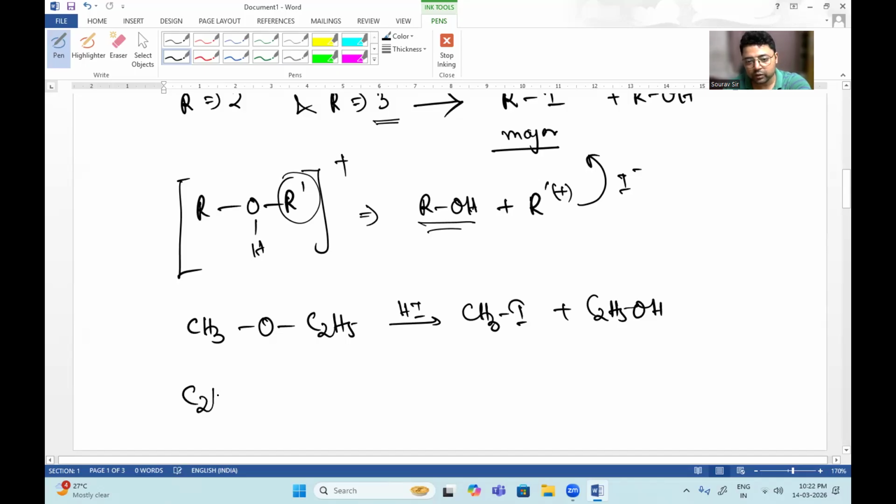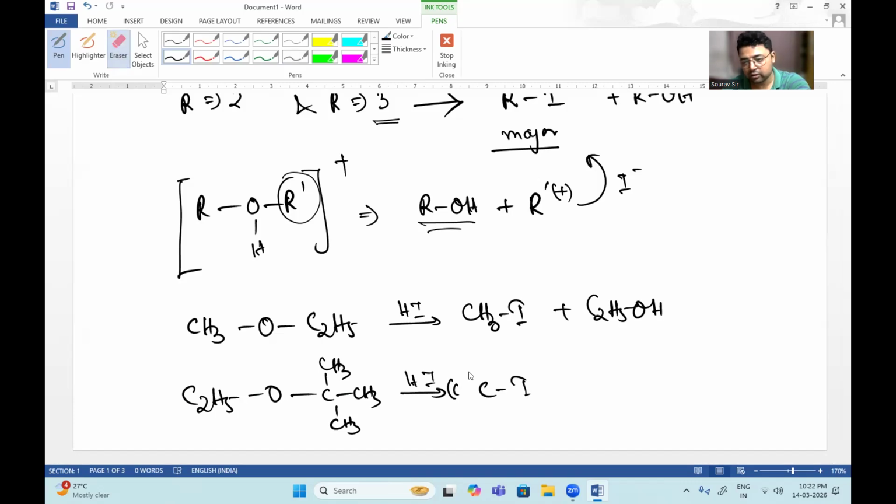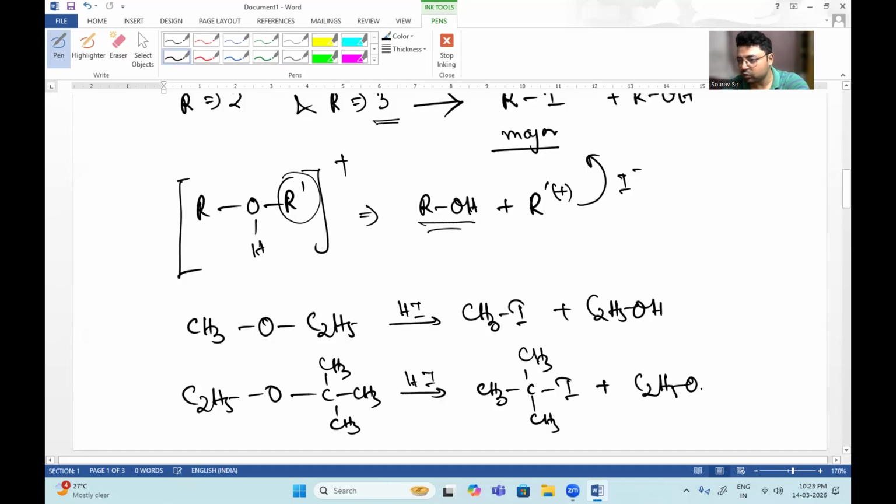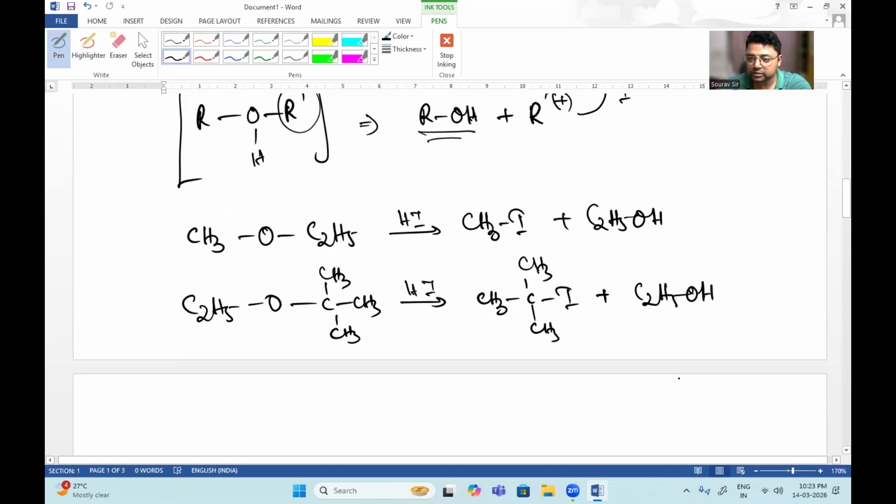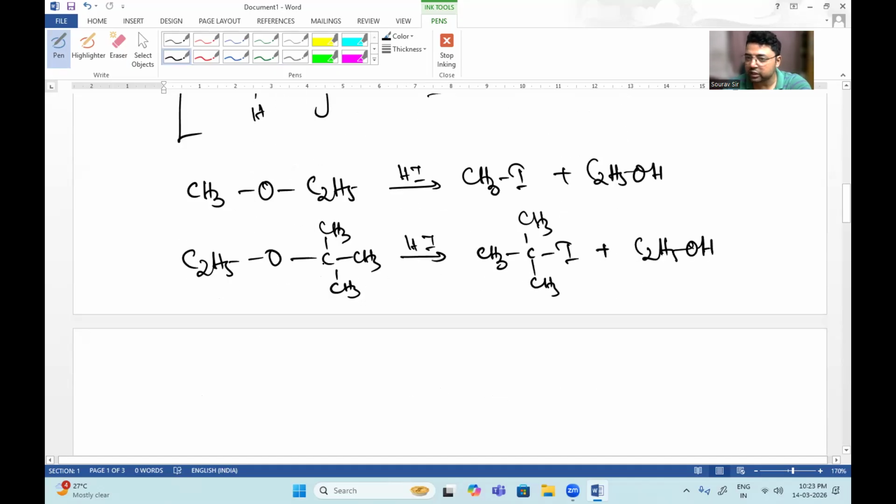Now, if you have C2H5O-C(CH3)3 and you are giving HI, then you will get (CH3)3C-I along with C2H5OH, because this is 3 degree. This is the 3 degree one. This is 1 degree. This is also 1 degree.